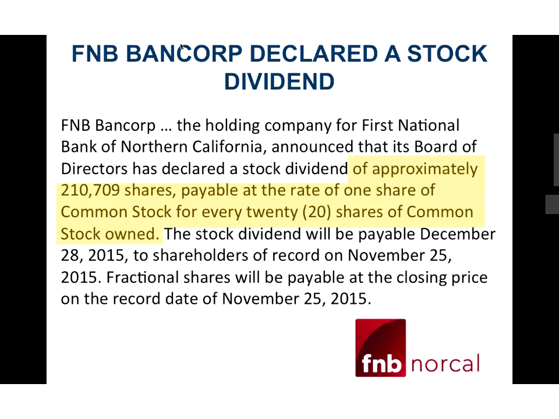The stock dividend will be payable December 28th to shareholders of record on November 25th. Again, we have those same dates. And this last sentence: fractional shares will be paid at its closing price on the record date of November 25th. If you're a shareholder and you only have 10 shares of First National Bank stock, you're not going to get another share because you have to have 20 to get 1. So they're going to take their stock price on November 25th and pay you the cash for your fractional share.